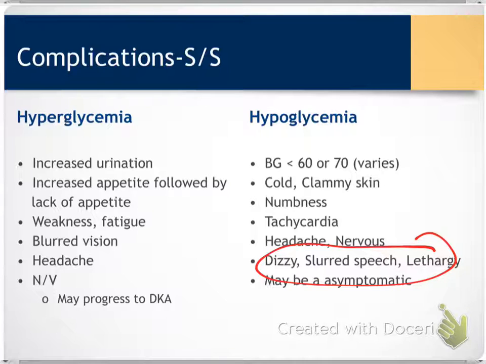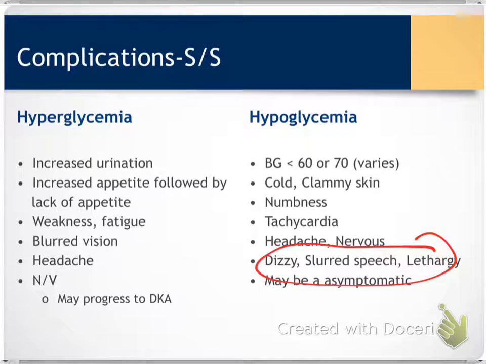So if they're alert and oriented, we can give them 15 to 20 grams of simple carbohydrates, followed by then bread, peanut butter, crackers, something like that. So if we can get them some juice, some soda, something to bring their glucose up, followed by some type of food or meal, bread, something like that.